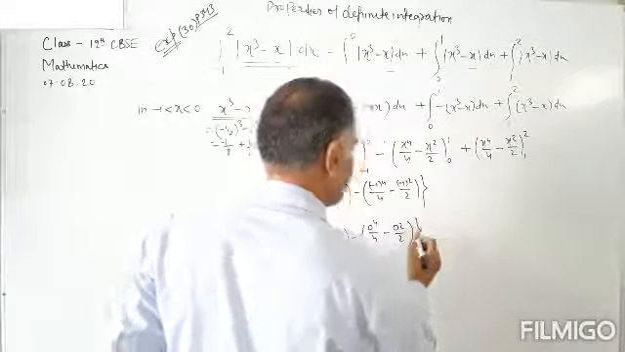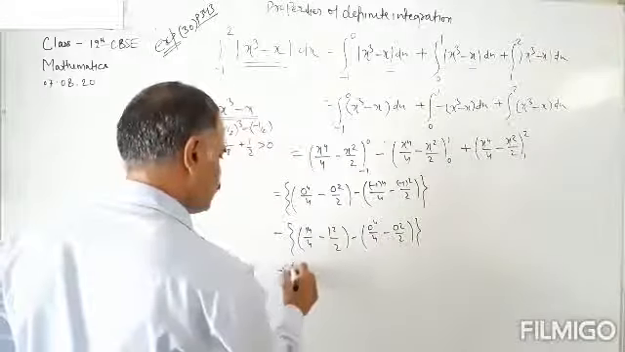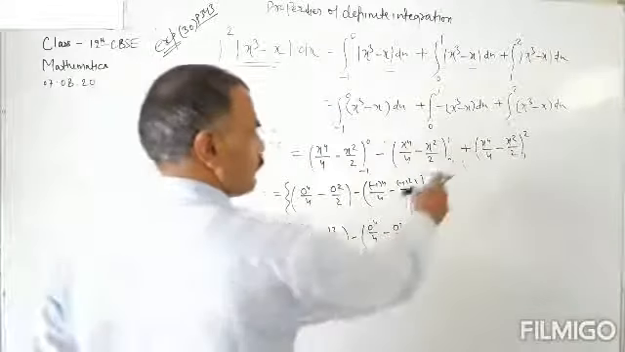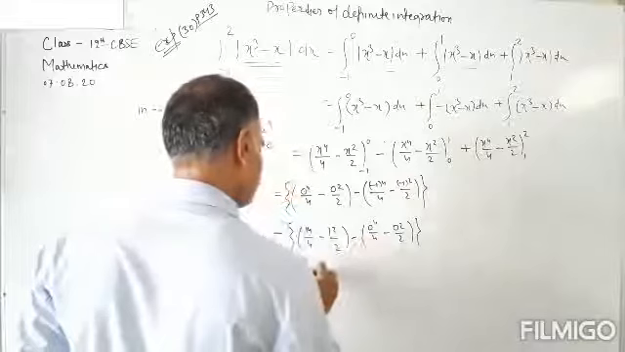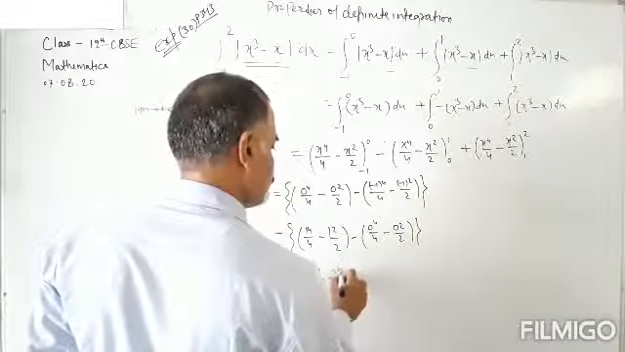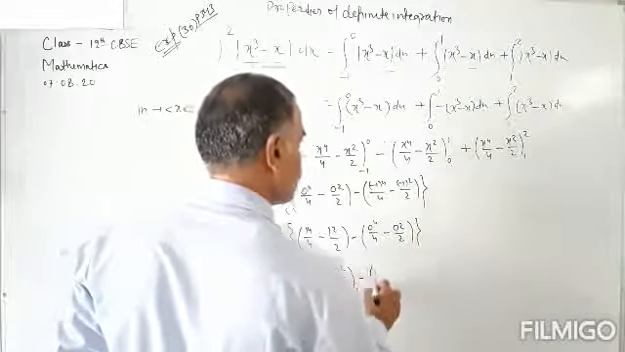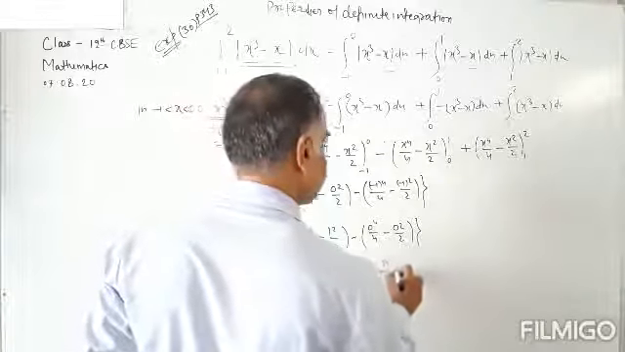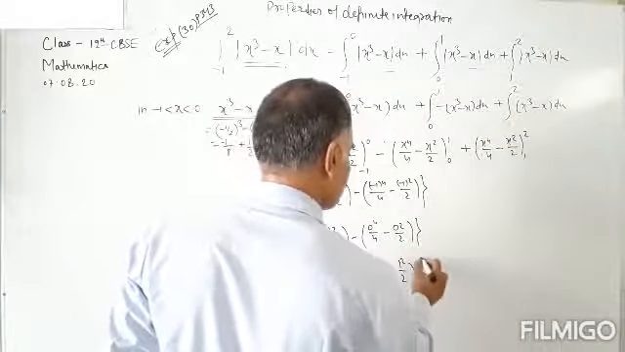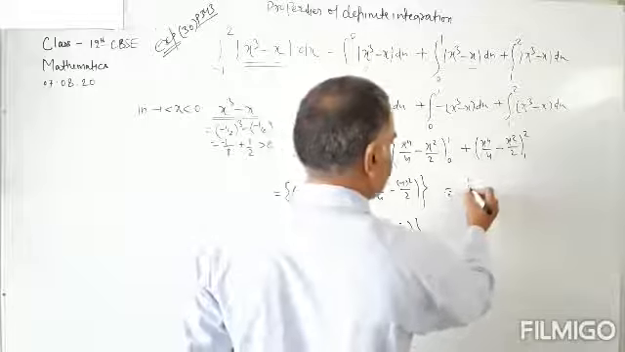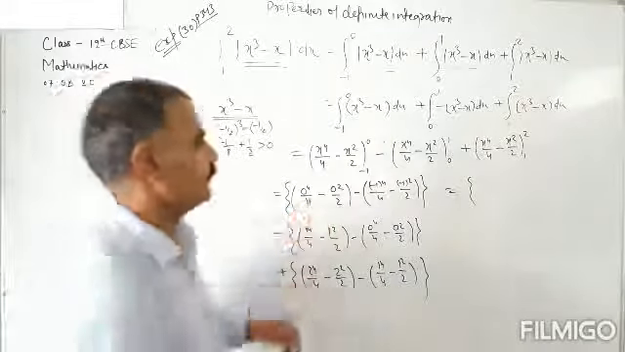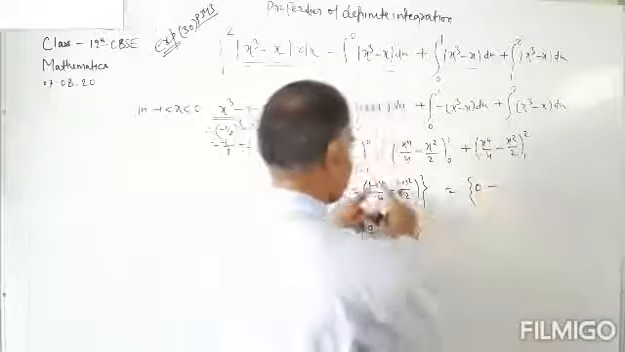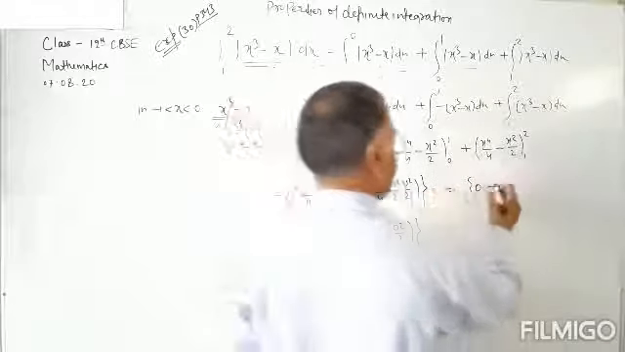This is the second integration, and then the third one. The third one is 2 to the power 4 upon 4 minus 2 to the power 2 upon 2 minus 1 to the power 4 upon 4 minus 1 to the power 2 upon 2. Now solving these. This is 0 minus 1 by 4 minus 1 by 2.